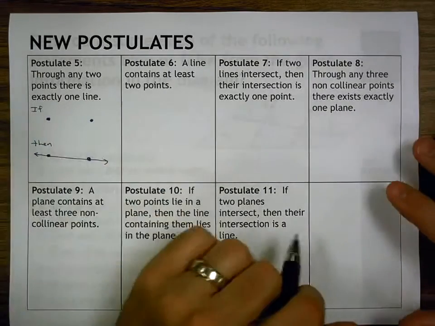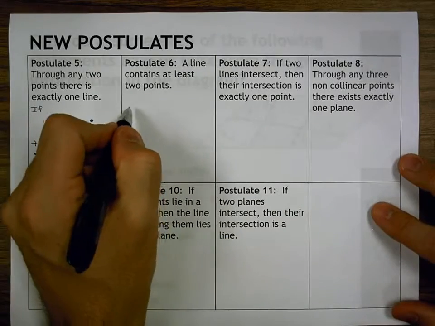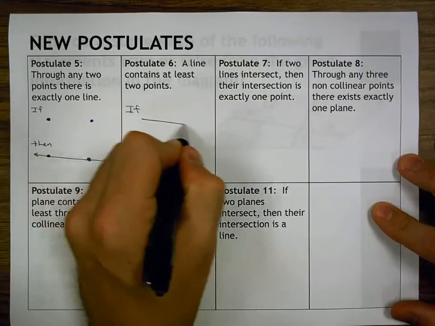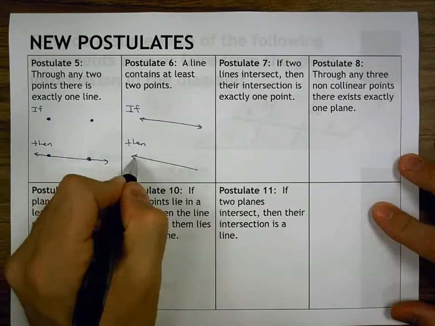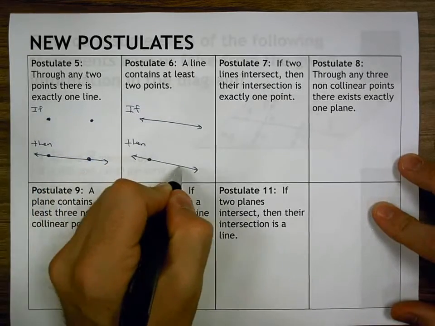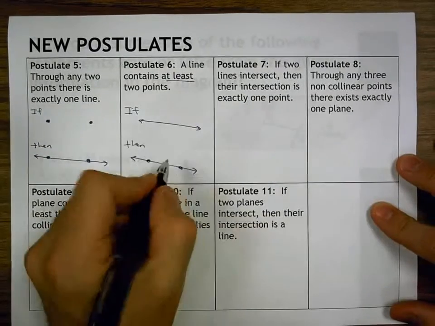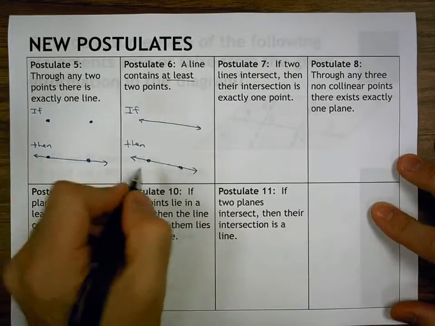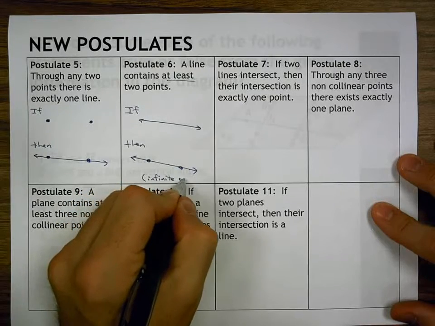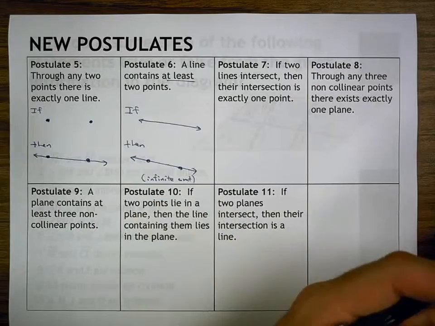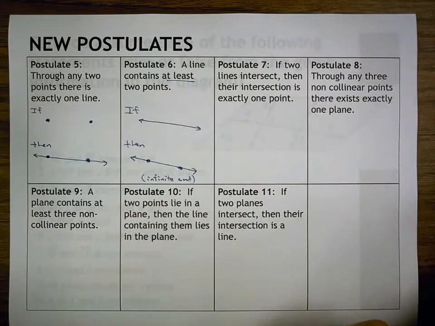The next one is very similar. It says a line contains at least 2 points. So if I have a line, then it has at least 2 points. Now, it says at least. I could have more. I could actually have an infinite amount of points, but we don't usually think of that. It just guarantees that we have at least 2.